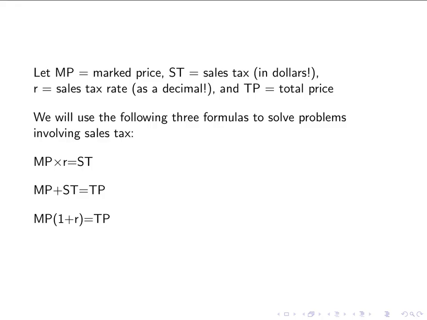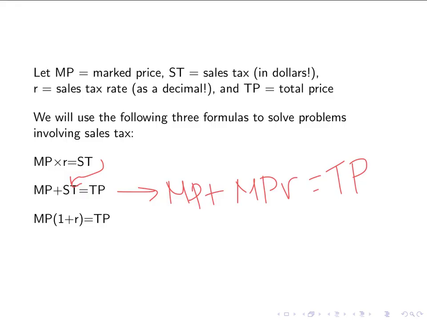And then combining those two equations, we get that MP times (1 plus R) is TP. So that's coming from this equation, MP plus, and then we're going to use MP times R is ST, equals TP. And then we're factoring out the MP. So if we take that out, we're left with our third equation. So our third equation is really just the first two equations combined together.